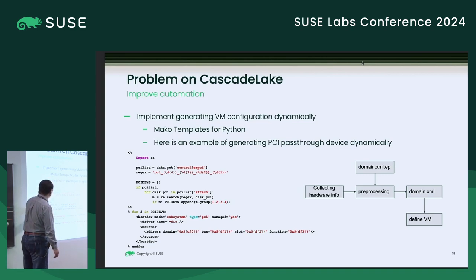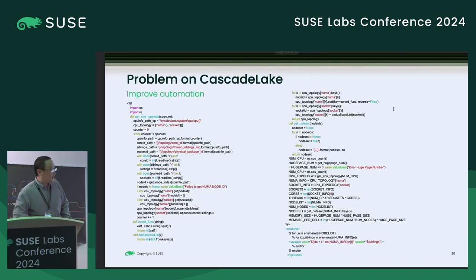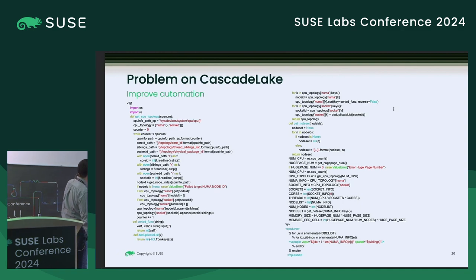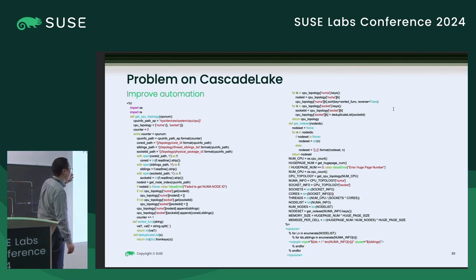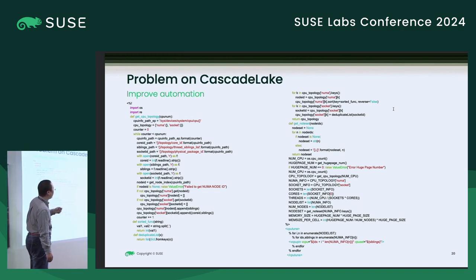We can walk through the whole PCI list, add them and generate the pass-through devices dynamically in the VM configuration. This is how we implement generating the vcpupin dynamically. The core interface is the CPU interface, core ID, thread siblings list and physical package ID, and we generate the configuration fully dynamically.